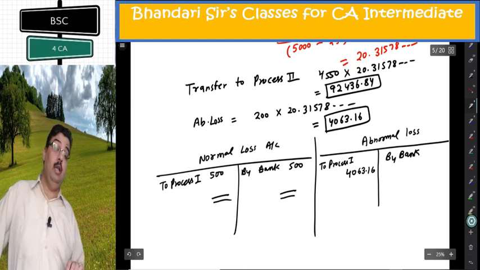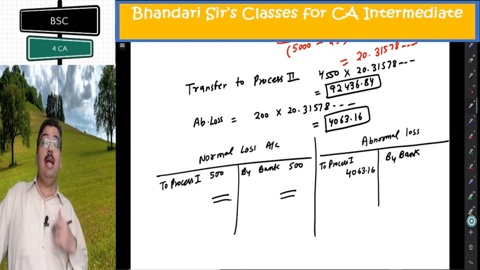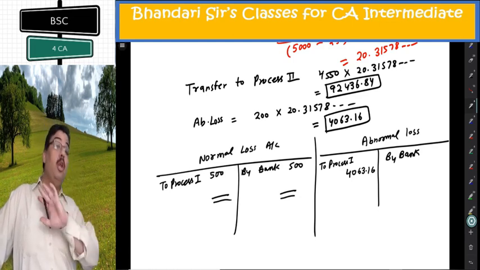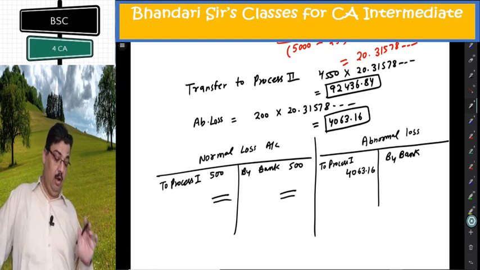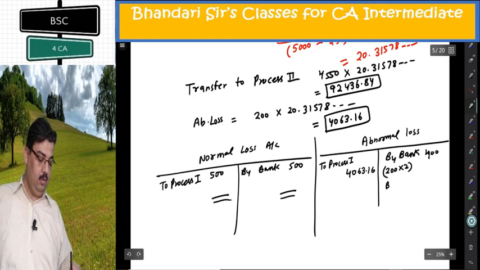I tell you repeatedly, will abnormal loss units be sold? Yes. Will that scrap value affect process account? No. It comes in abnormal loss account. 200 units at the rate of 2 per unit. 400 rupees will be realized by the entity. By costing P&L is balancing figure.